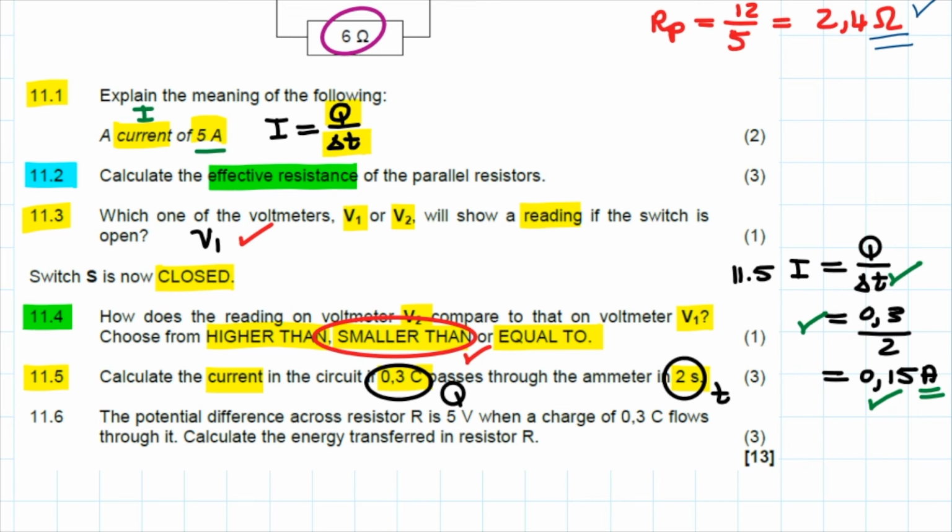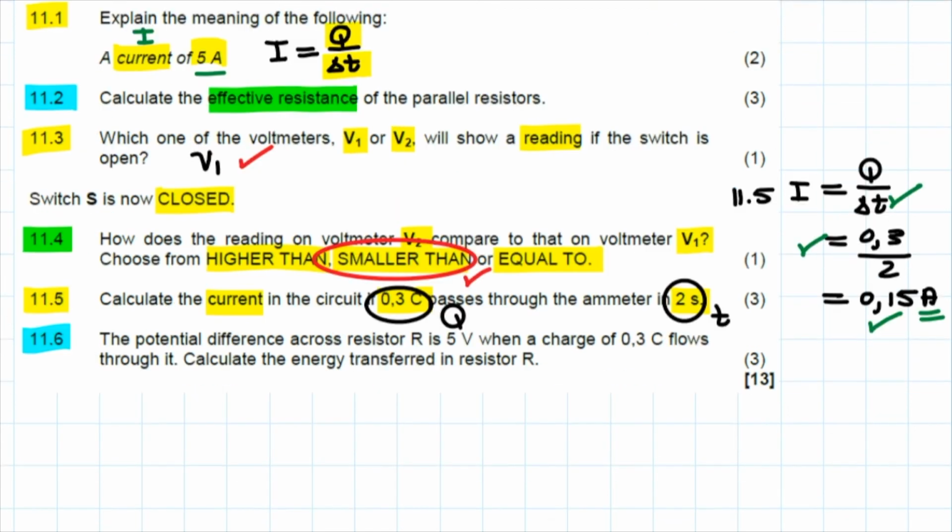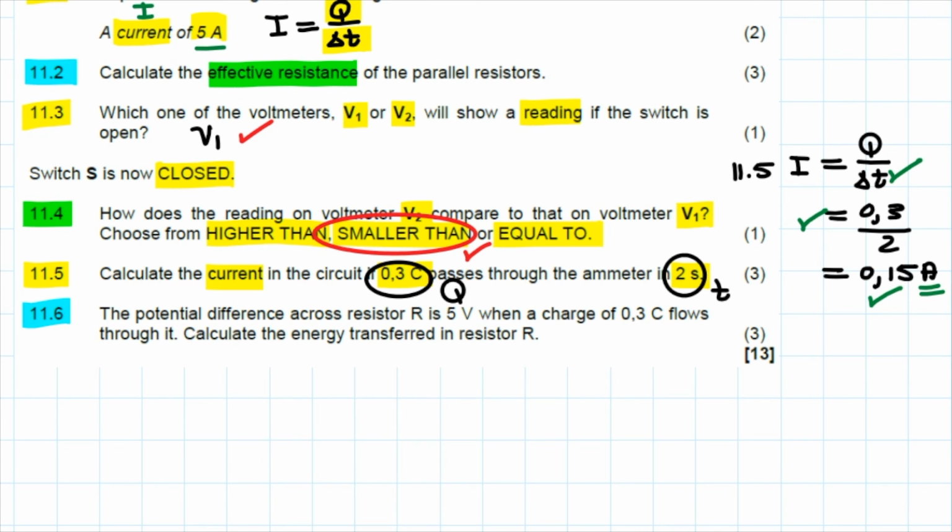For writing down the formula, substituting, and for your final answer in the correct SI unit, you'll obtain 3 marks. Now we go on to the very last question, which says, the potential difference across resistor R is 5 volts when 0,3 coulomb of charge flows through it. Calculate the energy transferred in resistor R. What do we have available? Firstly, we have 5 volts. That is the potential difference. We also have the charge at 0,3 coulomb. And they are looking for energy, which is given the symbol W.